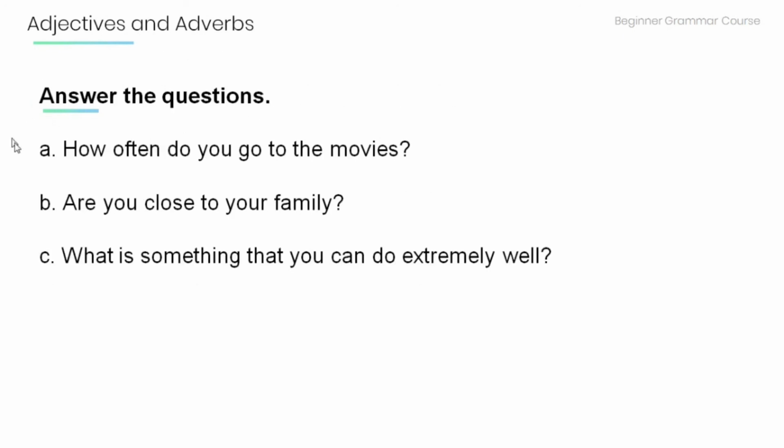Answer the following questions. A. How often do you go to the movies? B. Are you close to your family? C. What is something that you can do extremely well?